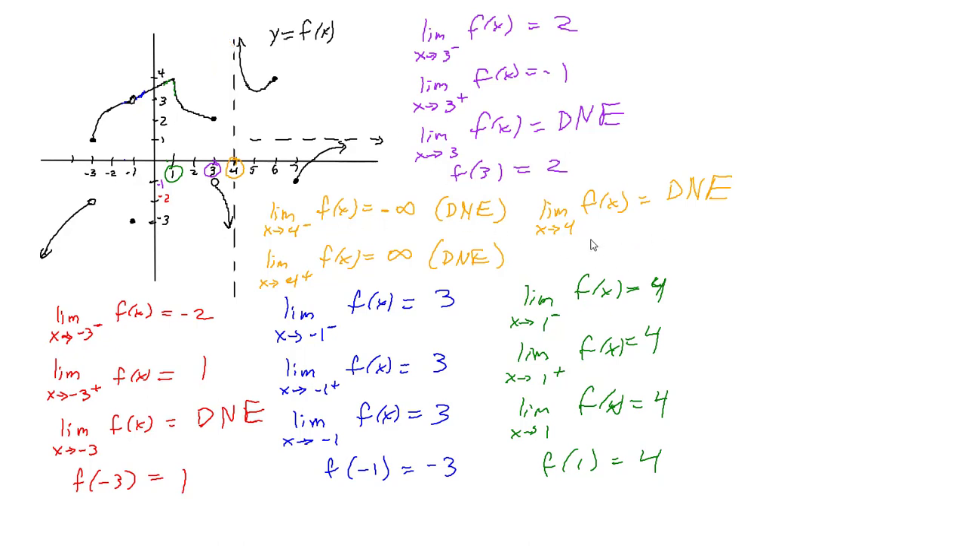And then if we had f of 4, the function value f of 4, what would we have here? Oh, actually, there's no point on this vertical asymptote, right? So this would actually be, again, does not exist, okay?